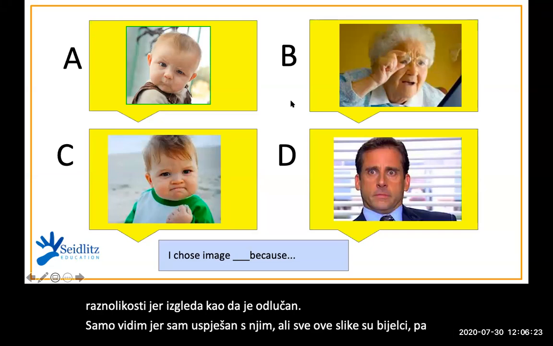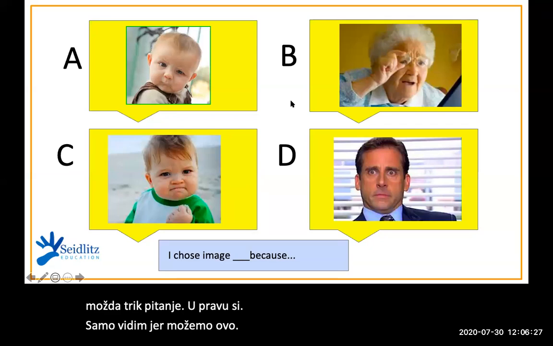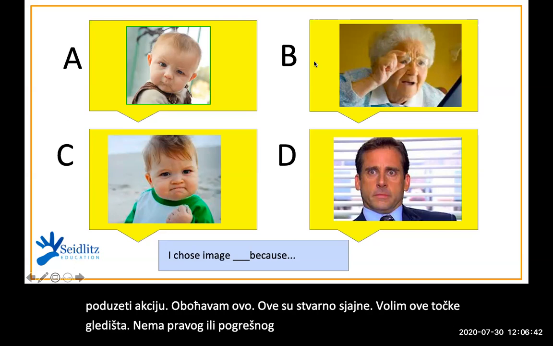Good point. I chose C because we can do this. I chose C because culturally responsive educators are ready to take action. I love this. These are really great. I love these points of view. There is no right or wrong answer when you're interpreting these images and why you chose them.